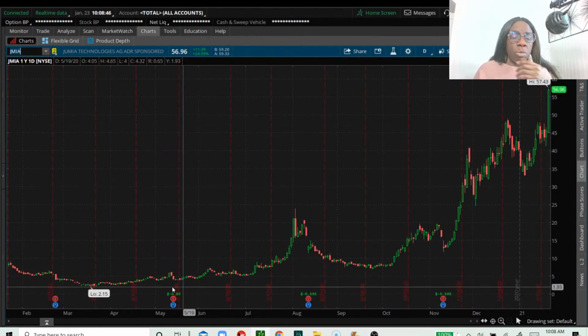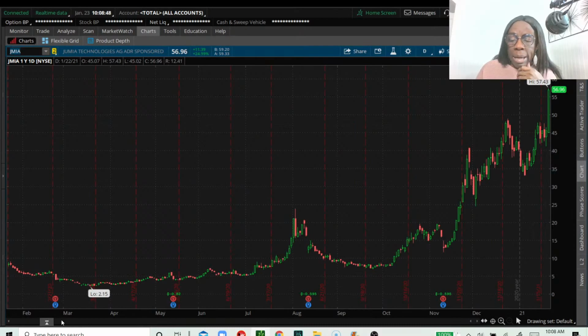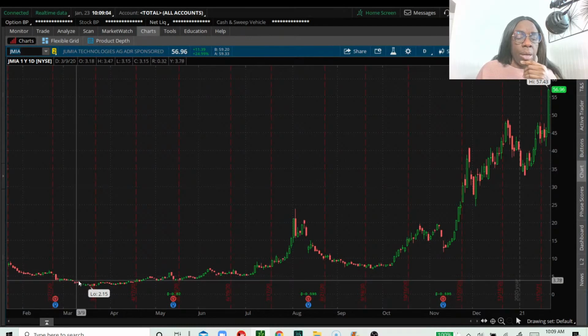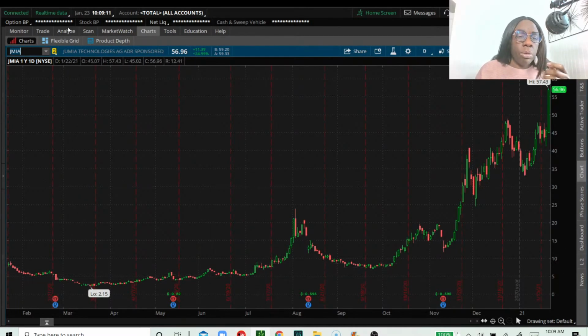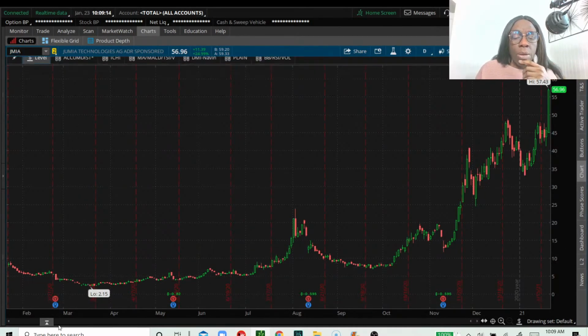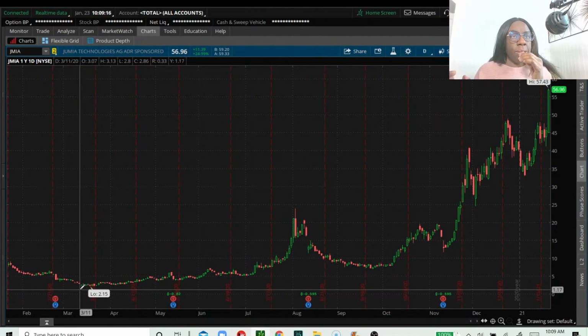But what I want to do is go all the way back here to January 2021. So this is almost a year's worth of daily candlesticks. And we can see that when this thing started, there's a major area of consolidation. So we're going to start drawing our levels, and with levels we're looking for areas of support and resistance.